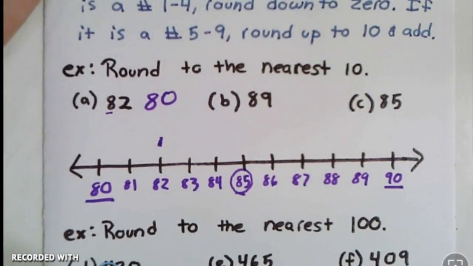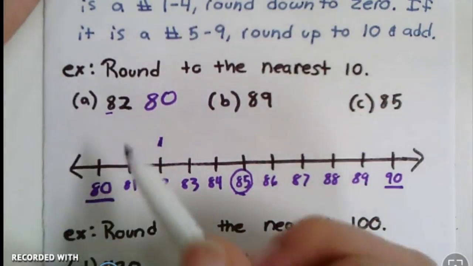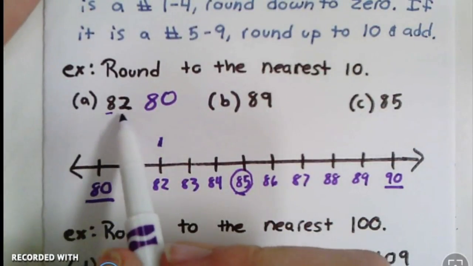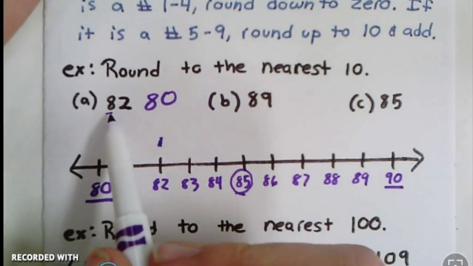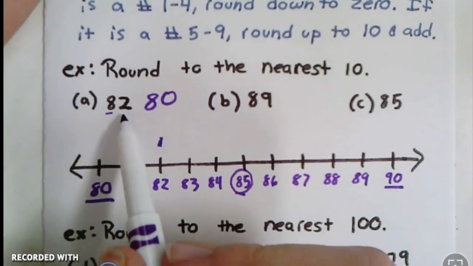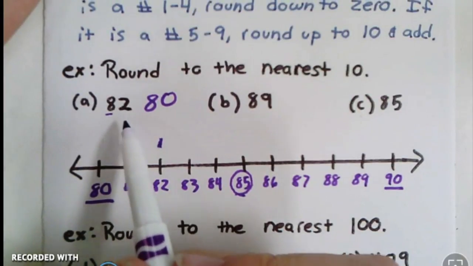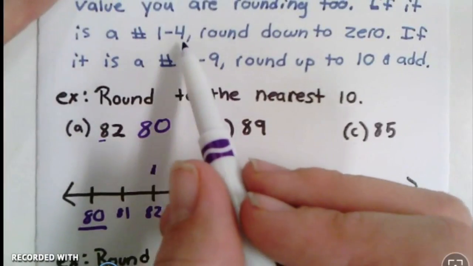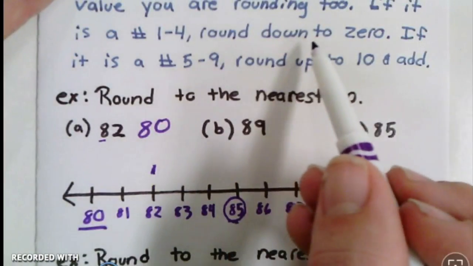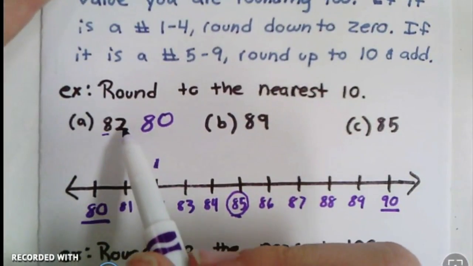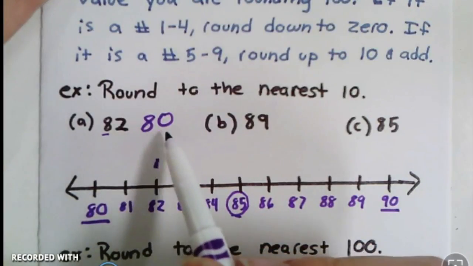Now following the directions I gave you before, if you look at the second number, the number right before the number we're rounding to, it's a 2. So since 2 is a number between 1 and 4, we would round the 2 down to 0. And rounding the 2 down to 0 would make this 80.